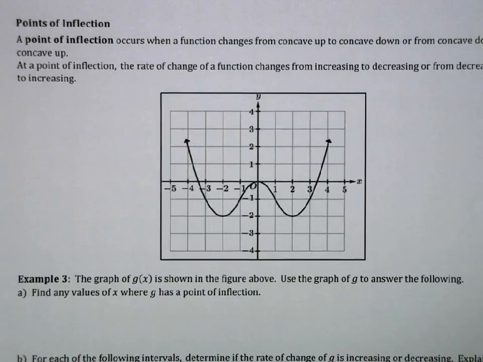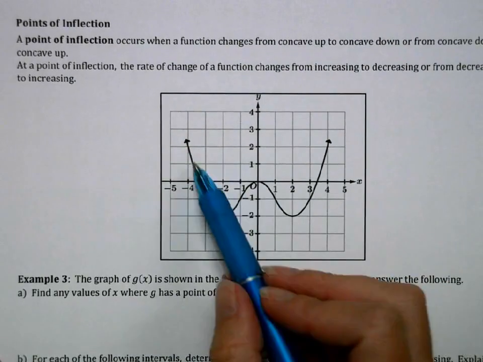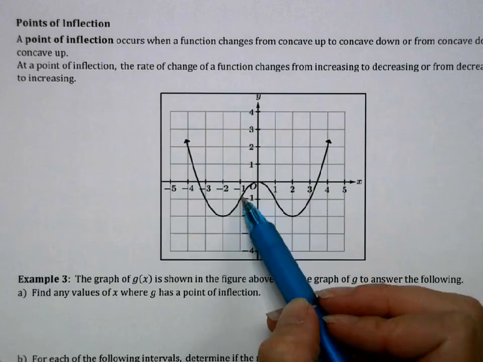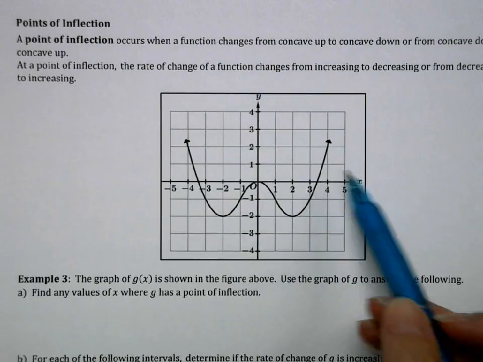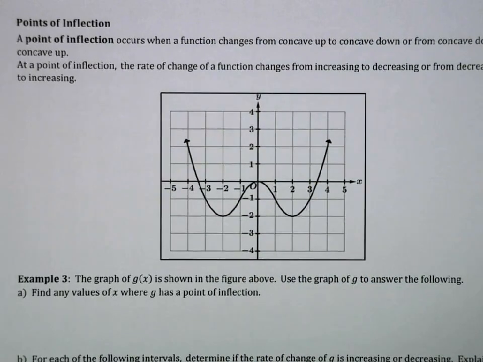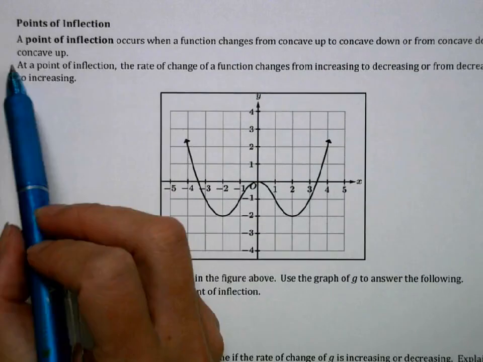We've been talking about concavity quite a bit. We talked about concavity in 1.1 when we looked at just the graphs and determined concavity. Then we related it to the rates of change, which we're going to do again. But when we have a graph that changes concavity, so this graph here is concave up, concave down, concave up. Where the change happens is what we call a point of inflection.